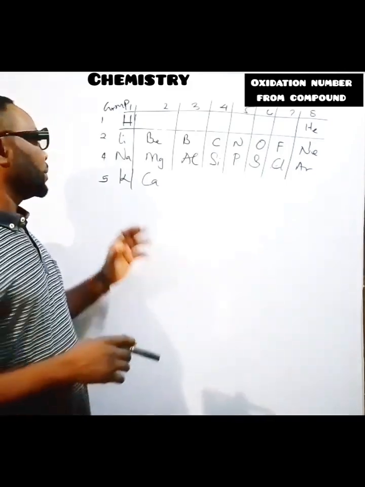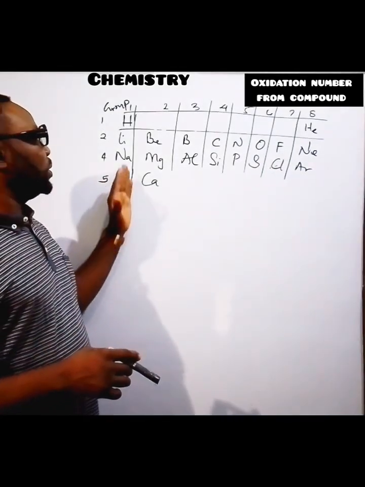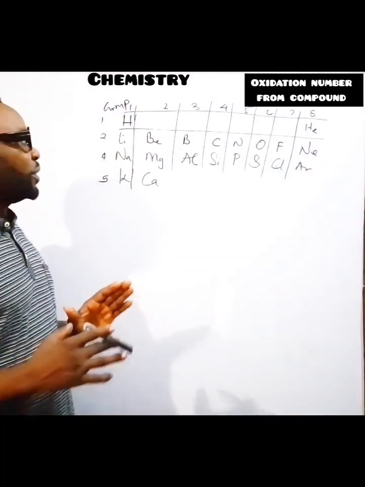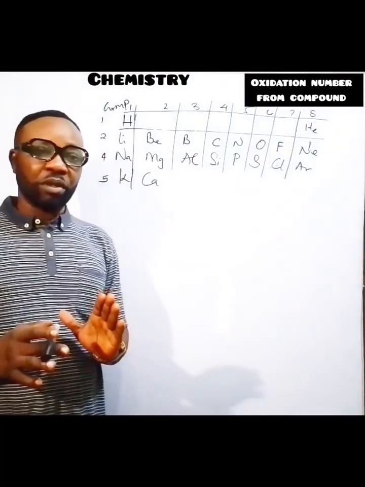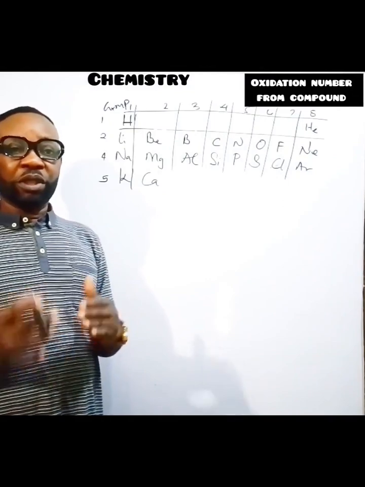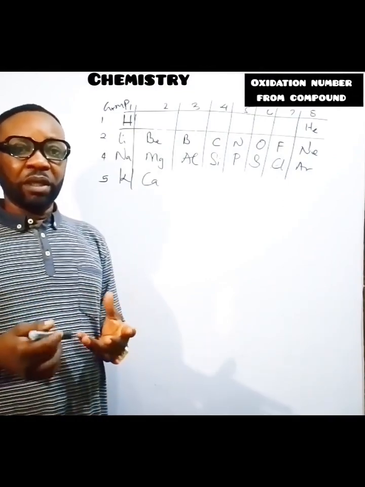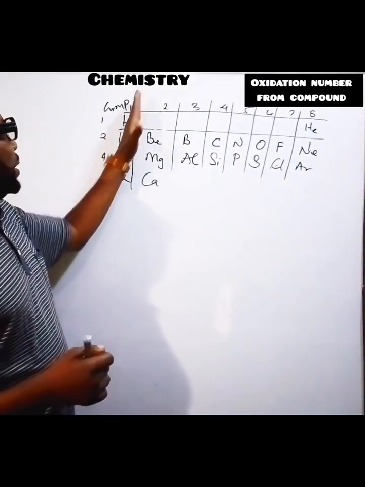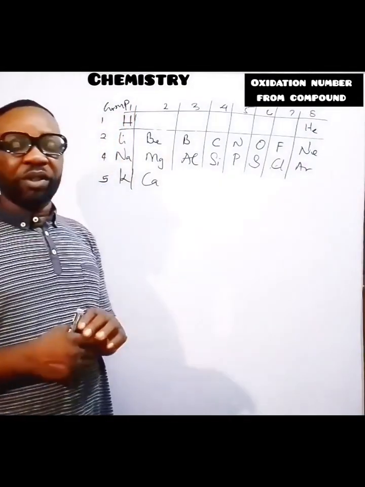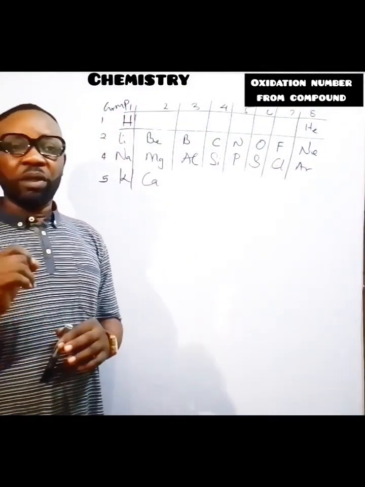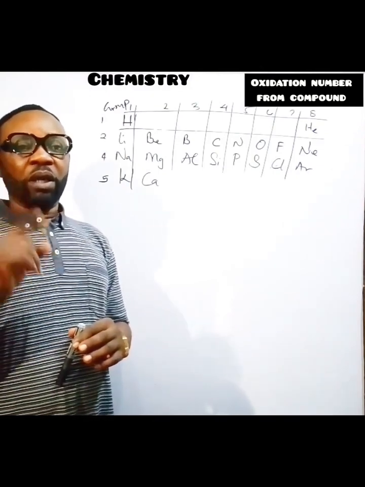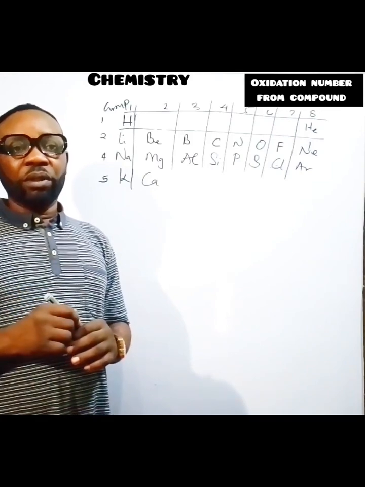Take note of that. When I say all the elements found in each group have the same number of electrons in the outermost shell, that gives them the opportunity to have some characteristics that will look alike. Now, group 1 elements here have 1 electron in their outermost shell. In other words, group 1 elements usually will have 1 as their oxidation number.